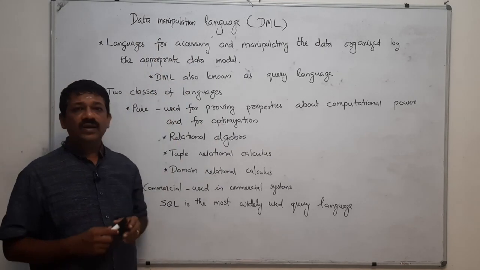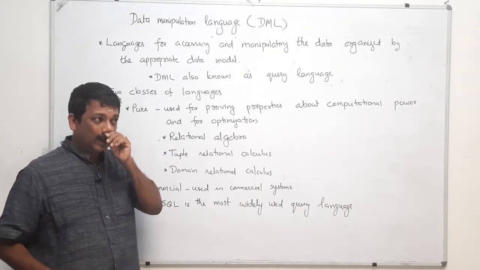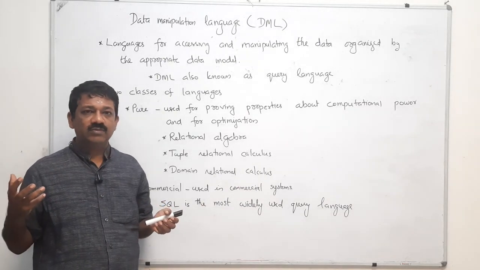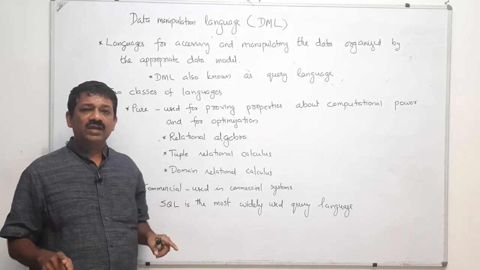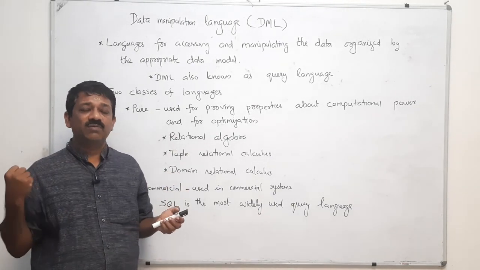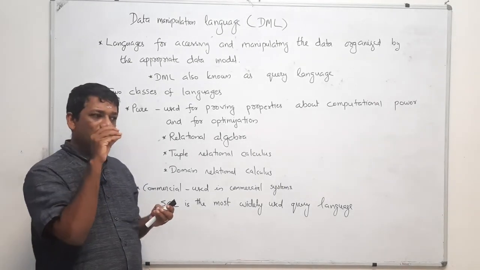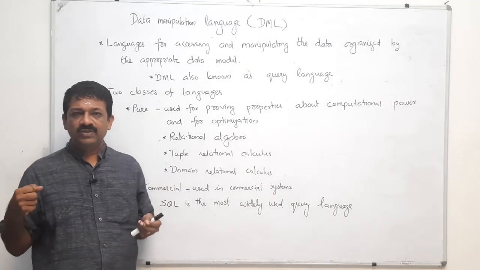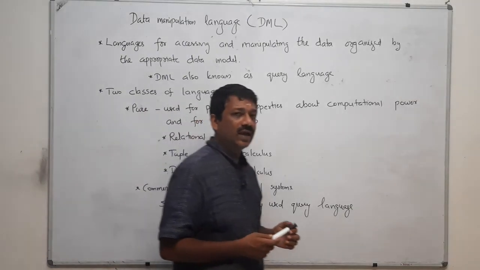DML is also known as query language, or structured query language. Query language, in the sense that, if you want to retrieve an item from the database, you can use a query language. Suppose you want to access the student name of a particular student. If your roll number is available, you give the roll number and the name of the student will be retrieved. So for that we can use query languages.